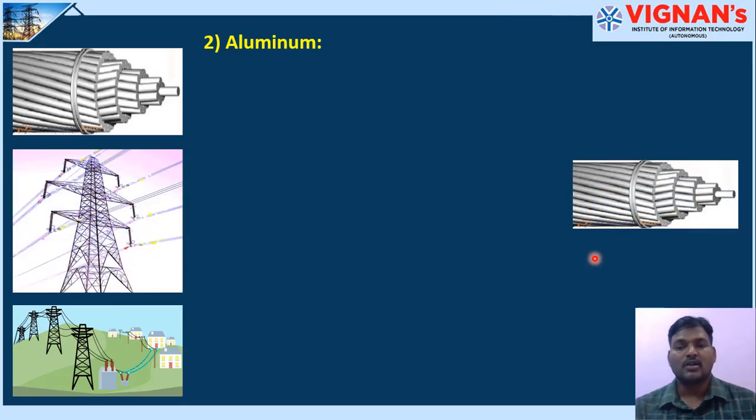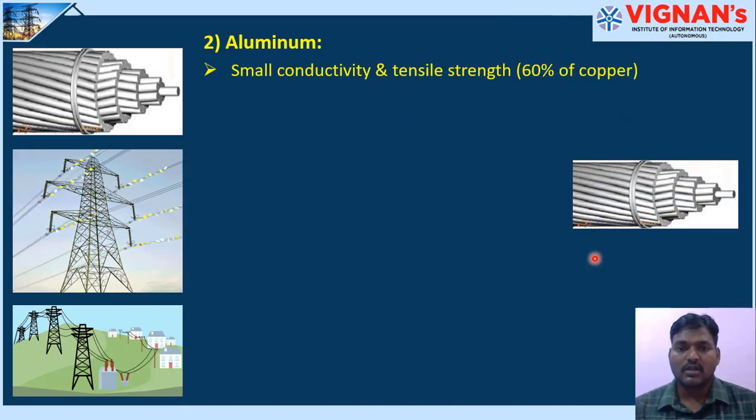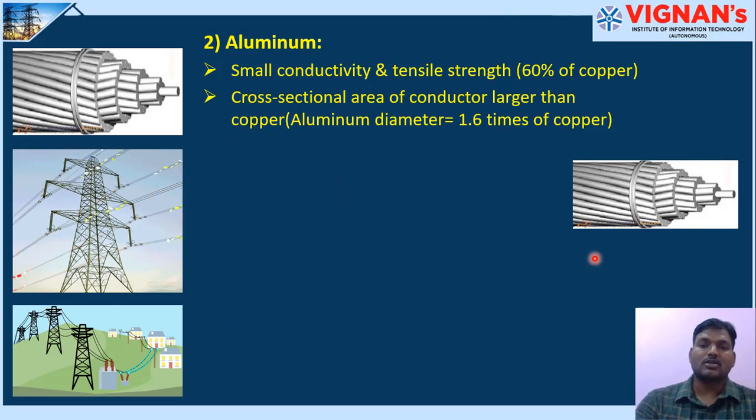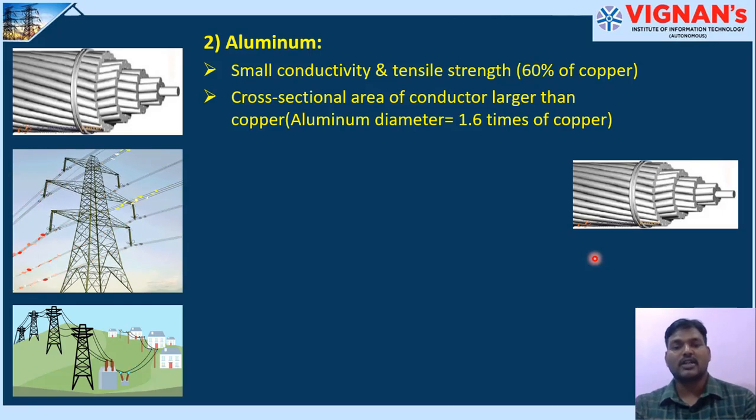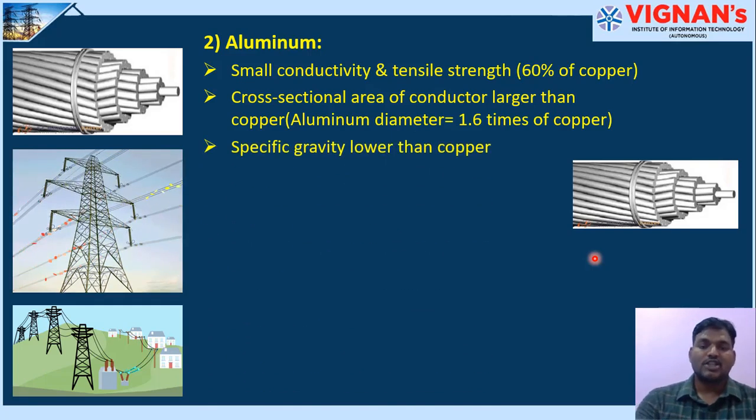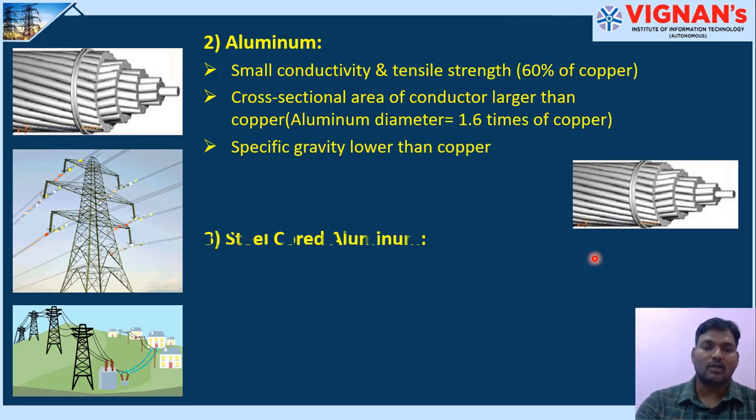Next we see aluminium. Aluminium is very inexpensive. It has smaller conductivity, and the tensile strength is much less than copper. That means it is easily breakable. The cross-sectional area of the aluminum conductor is 1.6 times that of copper. That means you require more aluminium material for transmitting the same power as when you are using a copper conductor. Specific gravity, the amount of material per unit volume, is lower than copper. Next is steel core aluminum.